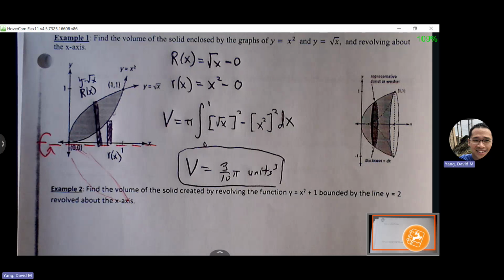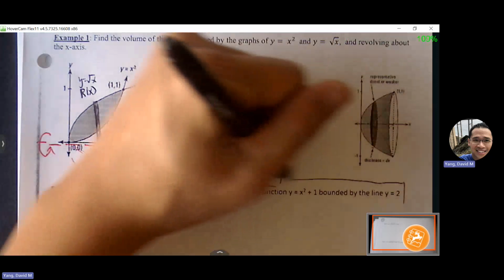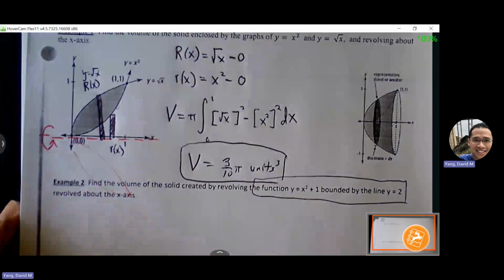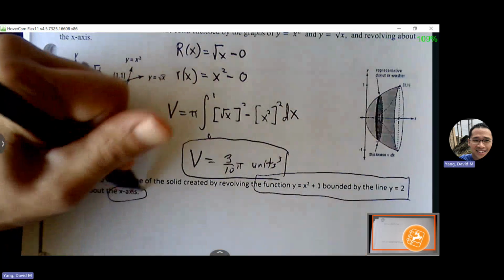Right, example 2. Find the volume of the solid generated by revolving the function y equals x squared plus 1, bounded by the line y equals 2. So here's our shaded region. And we're going to rotate it about the x-axis. That's going to be our axis of revolution.